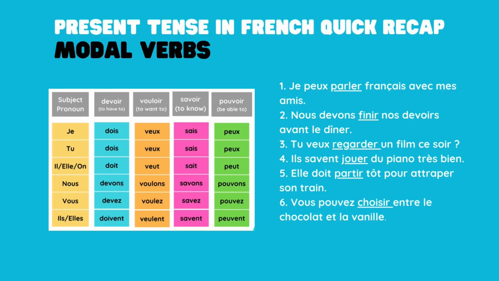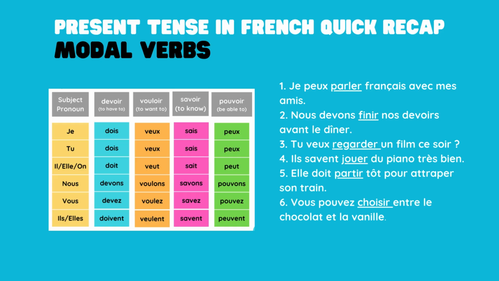If you look at the first sentence, je peux parler français avec mes amis. It says I can speak French with my friends. Je peux, I can, or I'm able to, doesn't have much meaning. You need to use a verb to add the meaning, and that second verb has to be in the er, ir, or re form. Parler, finir, regarder, like in the examples here.